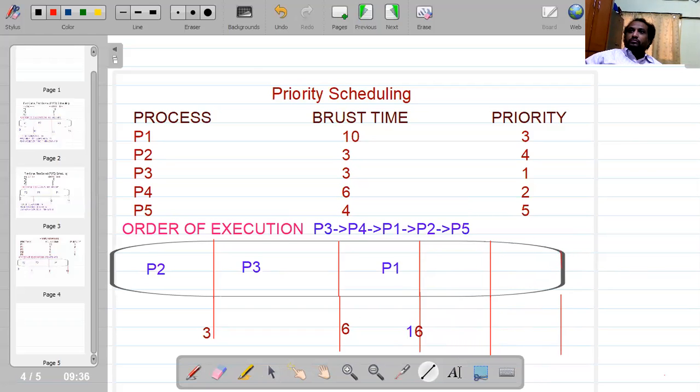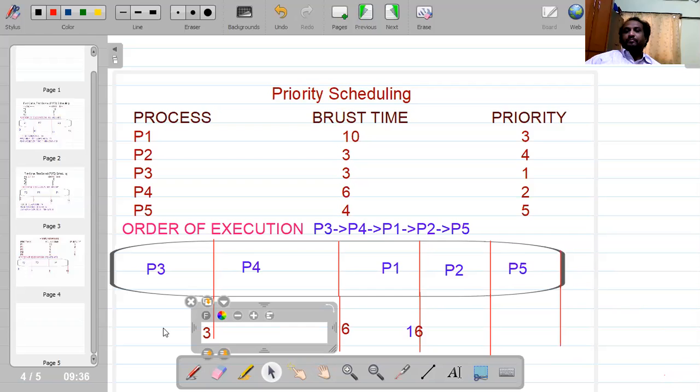Now, the order of execution will be first P3, followed by P4, followed by P1, followed by P2, followed by P5. So the order of execution will be like this. Clear? Yes, sir.